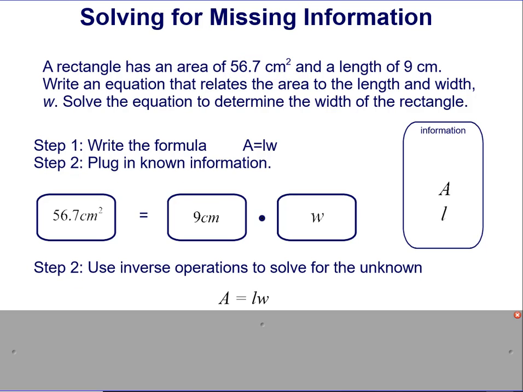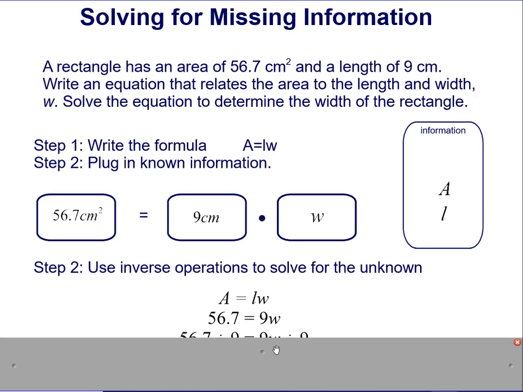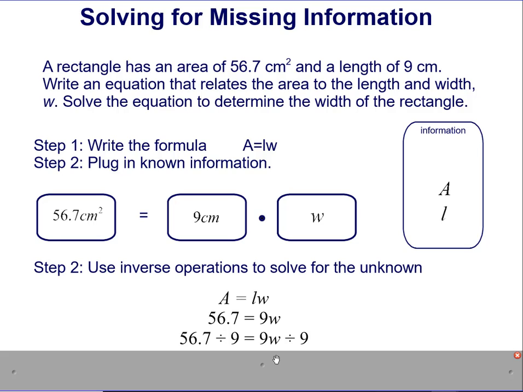In step 2, to solve for the unknown, I have my formula, area equals length times width. I already substituted in my values that I knew, 56.7 equals 9W. So the operation here is 9 times W. The inverse of multiplying by 9 is dividing by 9. So I'm going to divide both sides of the equation by 9.